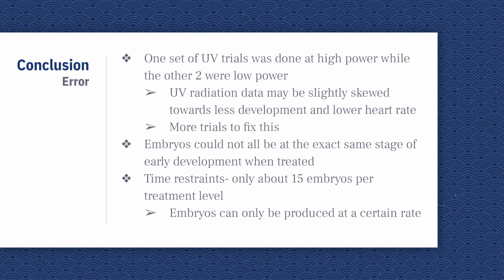Another error present is that it is impossible for all embryos to be at the exact same stage of development when treated with their respective treatment groups. So some embryos may have been closer to 50% epiboly than others, resulting in random error. Because of time constraints, only 3 trials per treatment group, each with about 5 embryos, could be conducted. For more accurate data, more trials with more embryos should have been conducted.